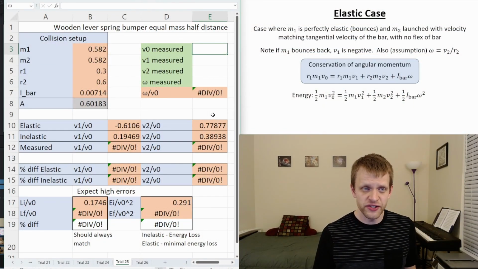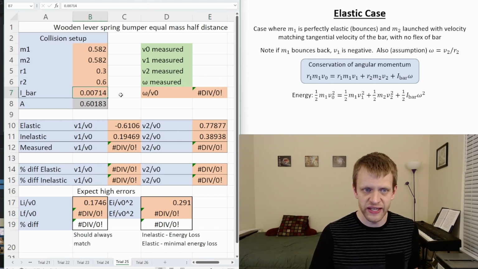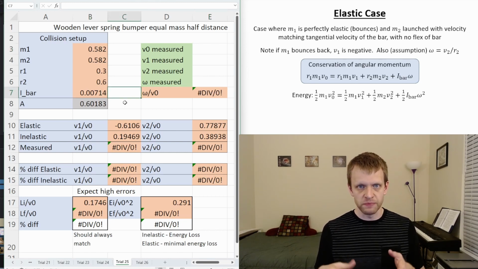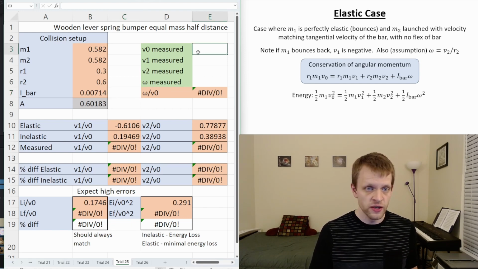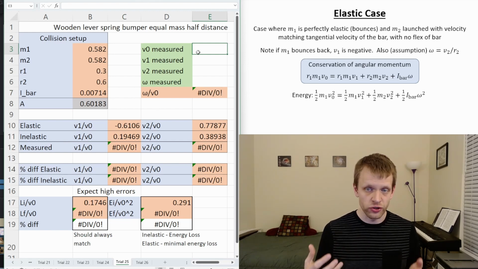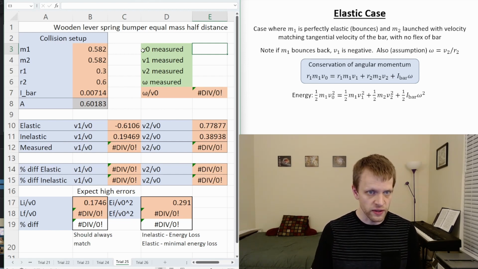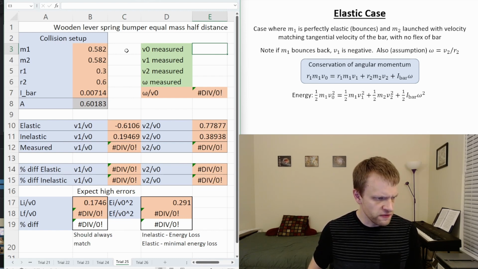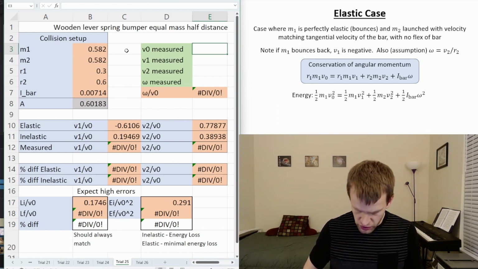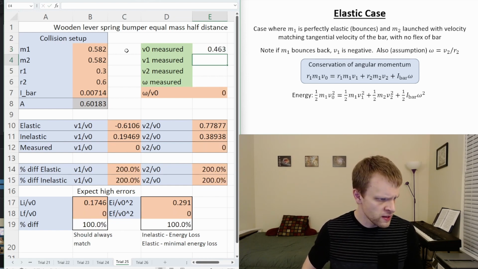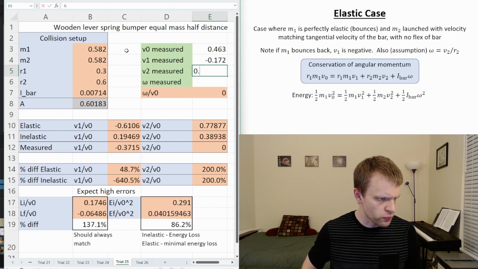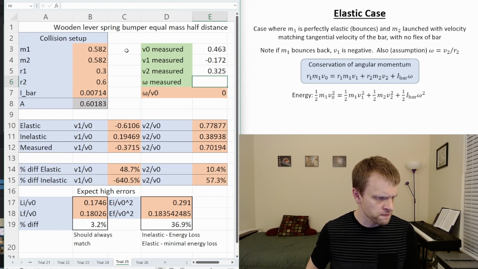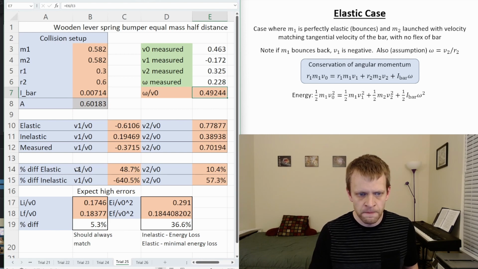So, this last set of cases, we're still using the wooden lever, so we're still using its moment of inertia, but we've got another one of these unbalanced cases where we've got equal masses, but object 1 is hitting at half the distance. So, let's do this last test of making sure conservation of angular momentum is still holding accurate. So, for trial 25, the initial velocity before the collision is 0.463 meters per second. Velocity 1 is negative 0.172 meters per second. Velocity 2 is 0.325 meters per second after the collision. And the angular velocity of the bar for this one was 0.228 radians per second.